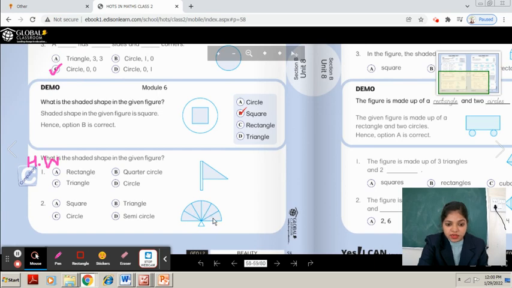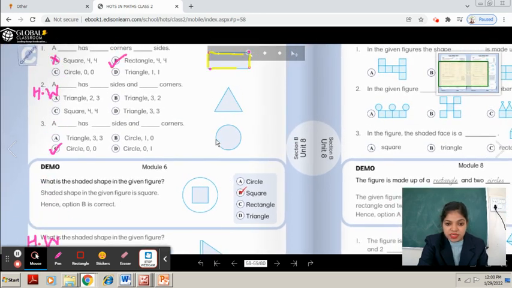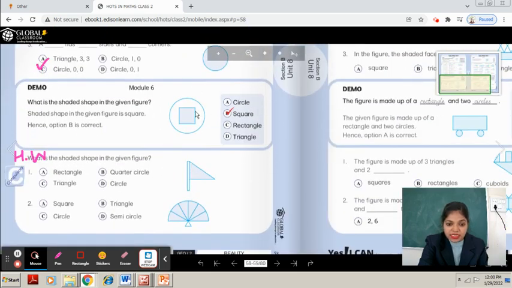This is a semicircle. You can see students, this is a complete circle, right? And this is a half circle, or you can say semicircle. Okay. And this part is shaded. Okay beta, you can see this part is shaded. So this is a semicircle. So which option is right? Option D. Is it clear?